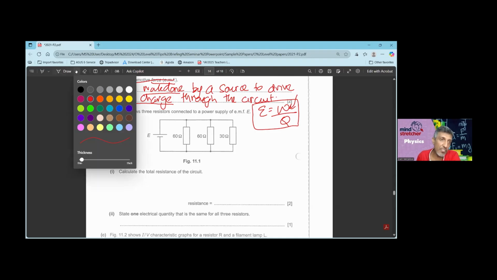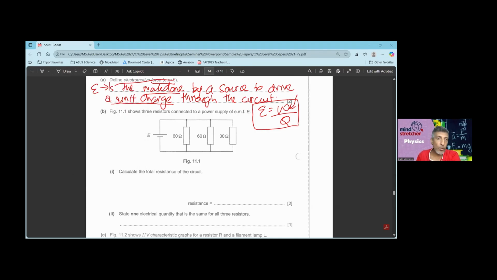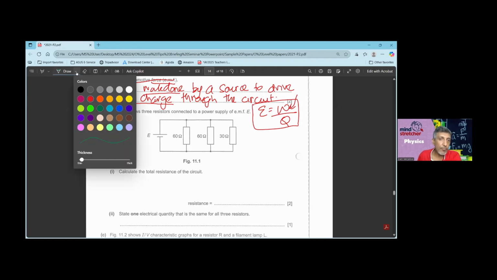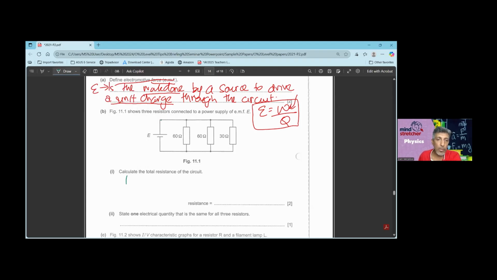What is the effective resistance? Very good. Some of you are very fast. Okay, you work it out. These are the questions you want to get right. Now, don't forget to inverse it: 15 ohms.